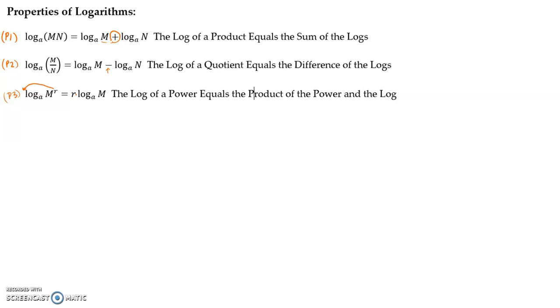Let's take a look at a couple examples that use these properties.